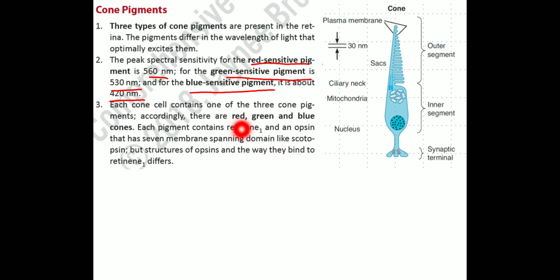Accordingly, there are red, green, and blue cones. Each pigment contains retinine and an opsin that has 7 membrane spanning domains like scotopsin, but the structures of the opsin and the way they bind to retinine differ.